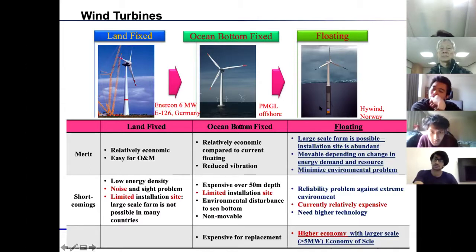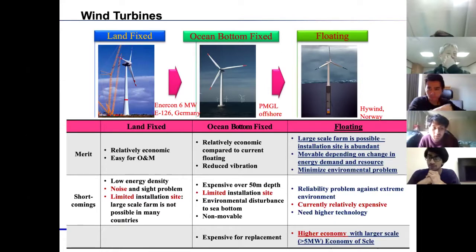And another problem with the floating one is the positioning of the wind turbines. It has to be done from another ship which brings it into the offshore. So that is also a problem. And it extracts the electricity produced. So that is another problem with the offshore wind turbines.